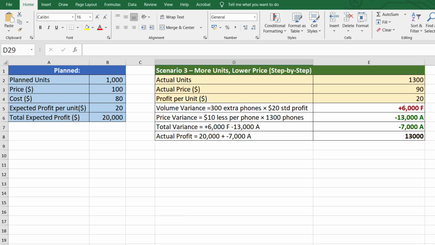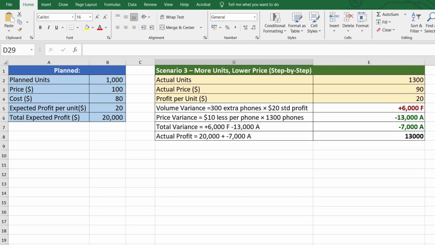So, $6,000 from volume minus $13,000 from price equals $7,000 adverse total variance. Your actual profit equals $20,000 minus $7,000 equals $13,000. You sold more, but made less.